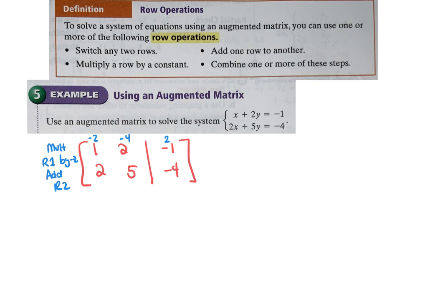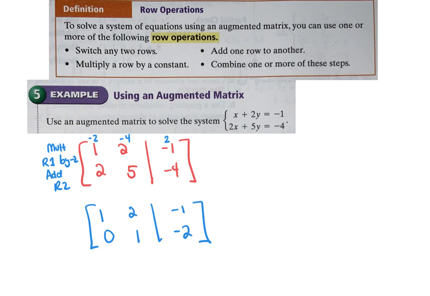This is just a temporary multiplication. I'm going to divide it right back out. So this new 1 is going to look like this still because I will have just divided him back out after I do that addition. So I have negative 2 plus 2 is 0. Negative 4 plus 5 is 1. 2 plus negative 4 is negative 2.